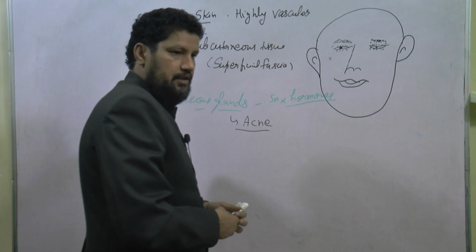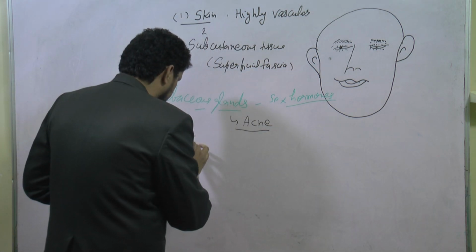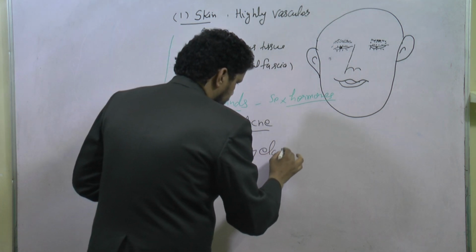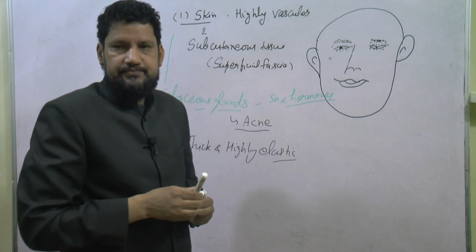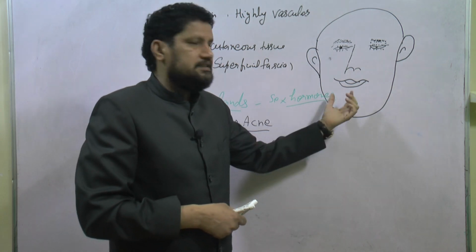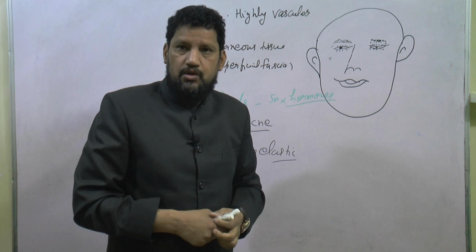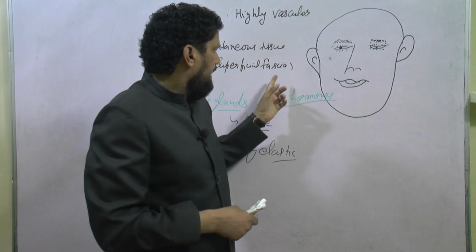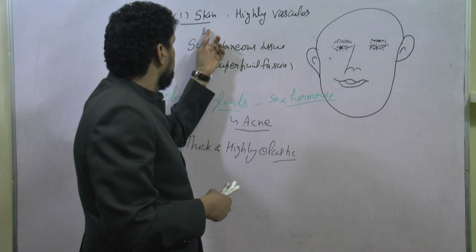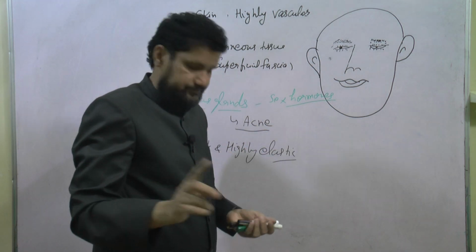The skin is thick and highly elastic. Why is the skin thick? The face has multiple sheet-like muscles. These muscles take origin either from the bones of the face, the viscerocranium, or the subcutaneous tissue of the face, and are inserted into the skin, the dermis of the skin. So it is thick due to insertion of these muscles, and highly elastic and lax also.